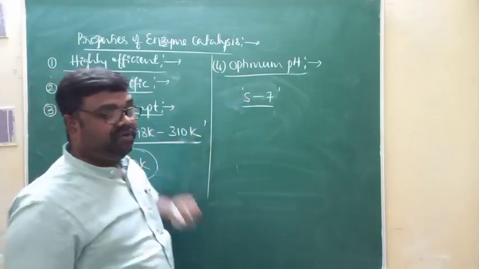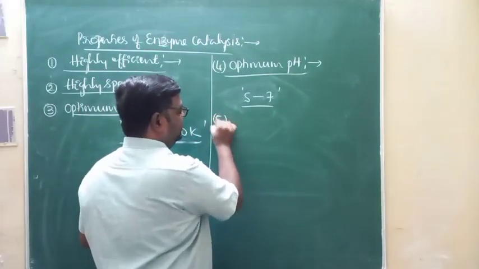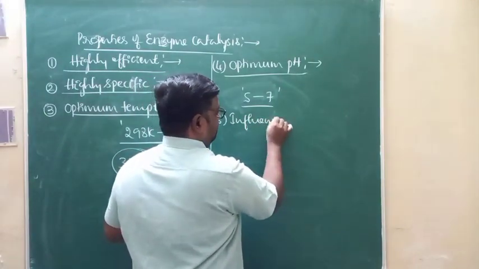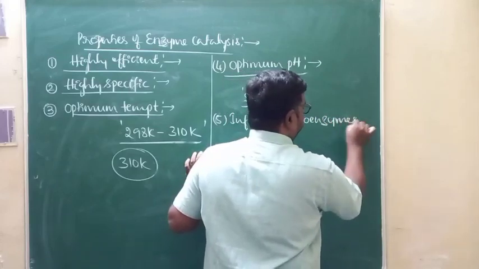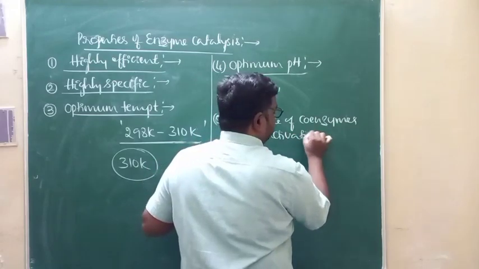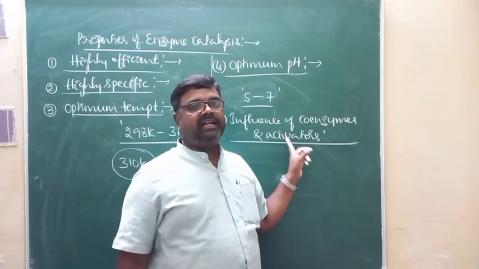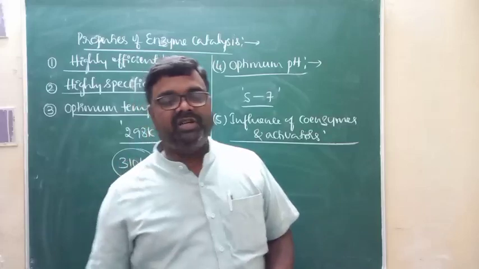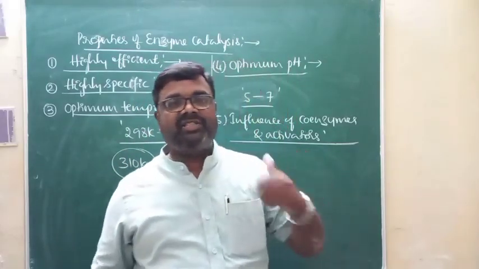So this is the fourth property as far as enzymes are concerned. As far as the fifth property is concerned, that is the influence of coenzymes and activators. Coenzymes are non-protein molecules in presence of which the catalytic activity of enzymes will be maximum. And such type of non-protein molecules which will increase the catalytic activity of enzymes are called coenzymes.